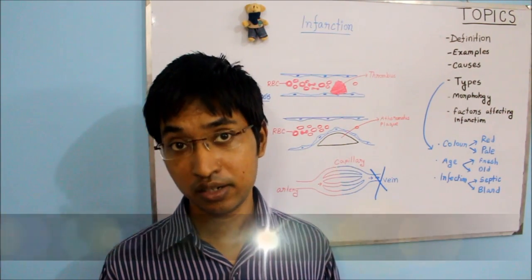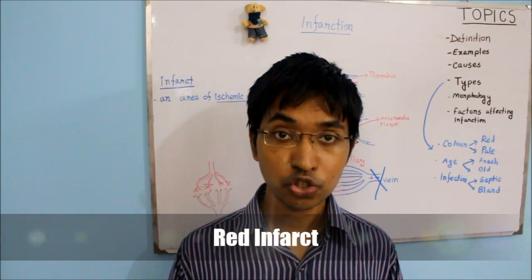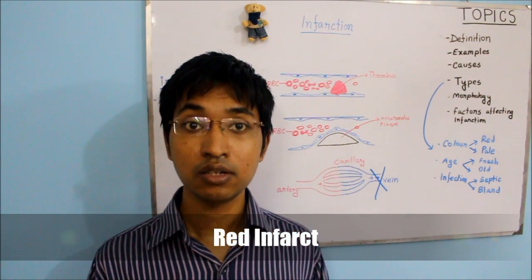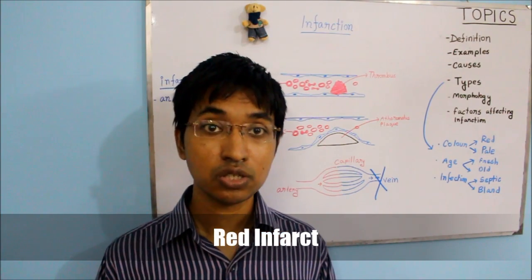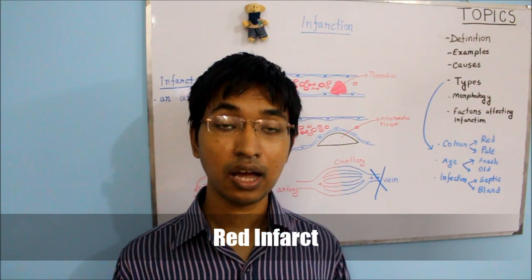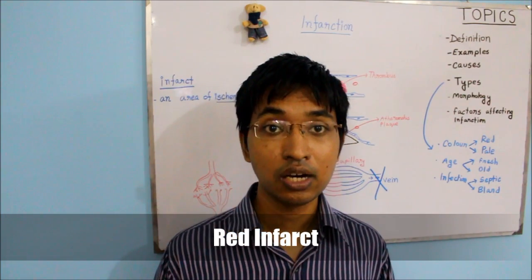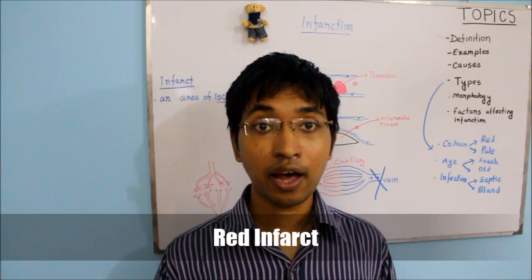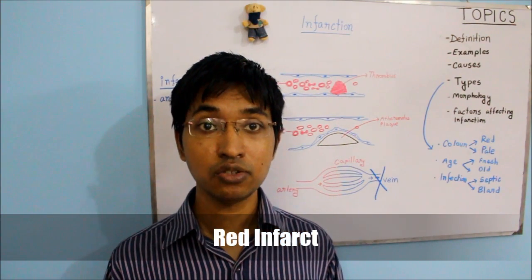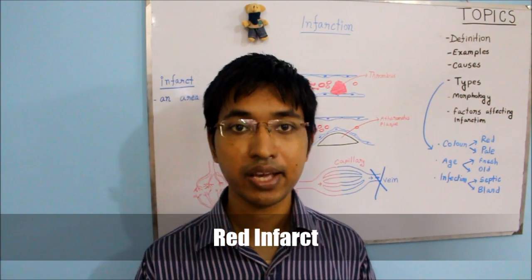Red infarct can develop following venous occlusion. It can happen in loose and spongy tissue, say for example in the lungs, because in those tissues blood is allowed to accumulate in the zone of infarction. Red infarct can also happen in tissues that have dual blood supply. And now let me explain.